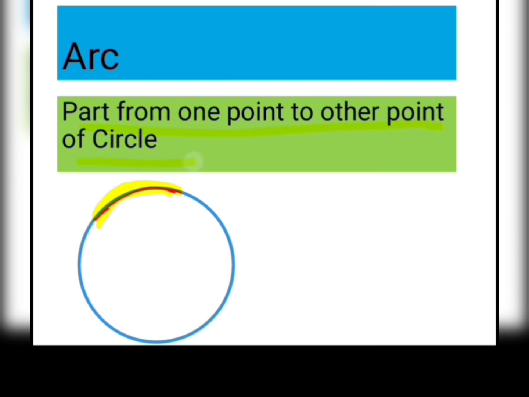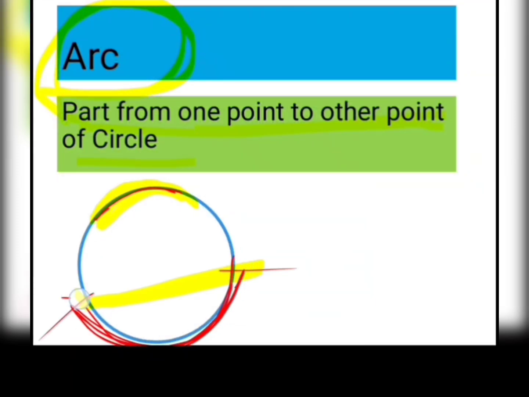From one point to other point of circle, any point you can consider. Here I have shown you this is arc, but let me consider this point and this point. If you join this point and this point following the circle, then this is known as arc. Remember, it is a curved part, not a line segment.